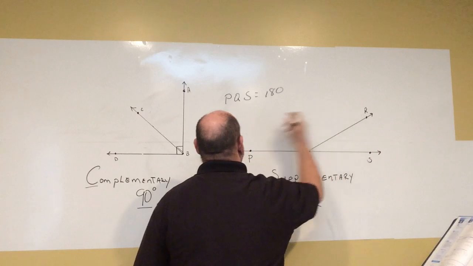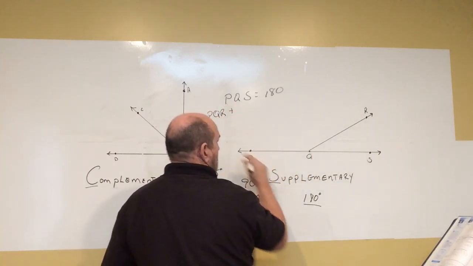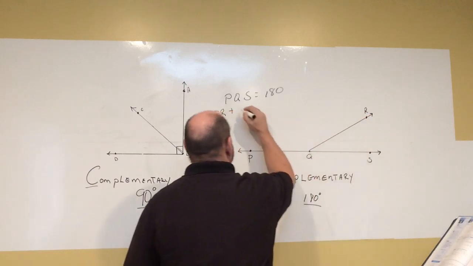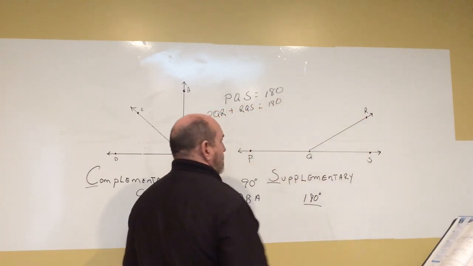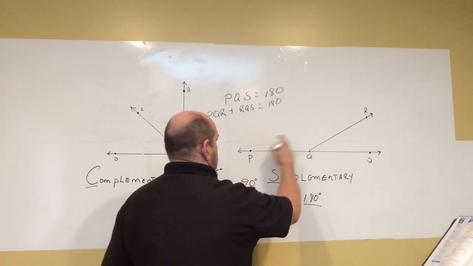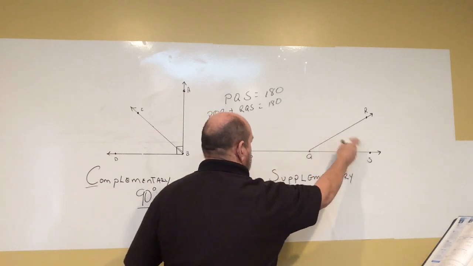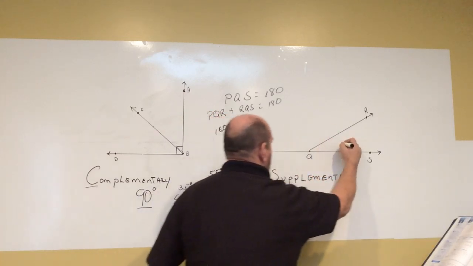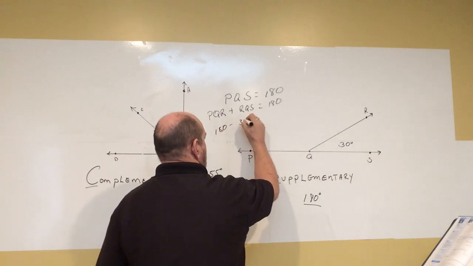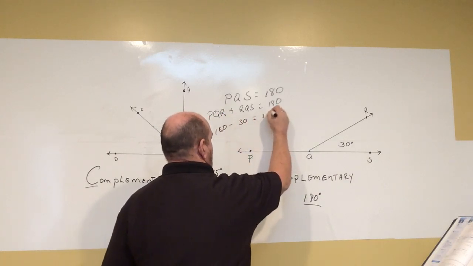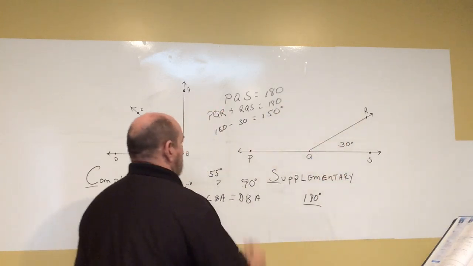So PQR plus RQS is equal to 180 degrees, right? Then it's a simple math problem. I have 180 degrees minus what this angle here is, and just so you know, I put 30 degrees. So then I can subtract 30 degrees out of there, and I end up, of course, with 150 degrees. That's this obtuse angle that we're dealing with here.